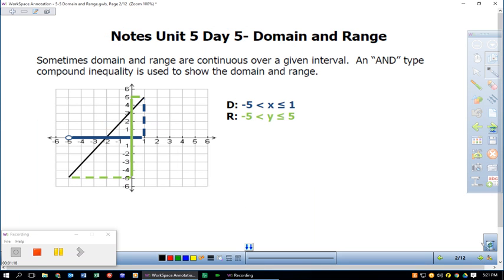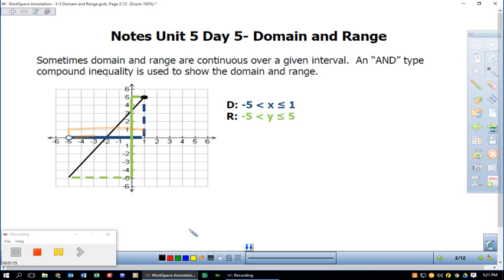On to domain and range. Sometimes domain and range are continuous over a given interval. There are no breaks. Remember what that means. An AND-type compound inequality is used to show the domain and range. So the x's are between negative 5 and 1. Actually, it's solid there, isn't it? We assume that it's going to be solid right there. So it is solid from negative 5 to 1. It's open at negative 5, so we have no line there, but we do have 1 for 1.